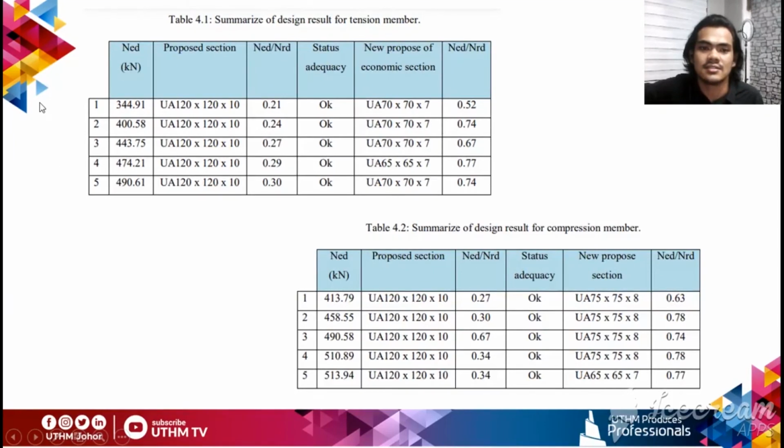So this is the summary of design results for tension member, step 1. Mostly we propose angle of 120 times 120 times 10 for both compression and tension. So for tension, we propose a new section that we added, which is more economic. Mostly we propose angle 70 times 70 times 7, and for compression mostly we propose 75 times 75 times 8.